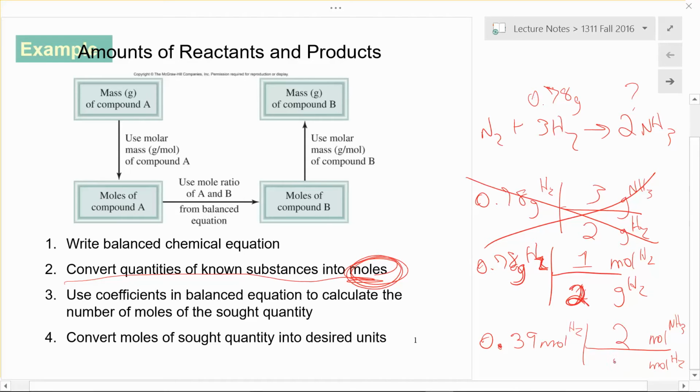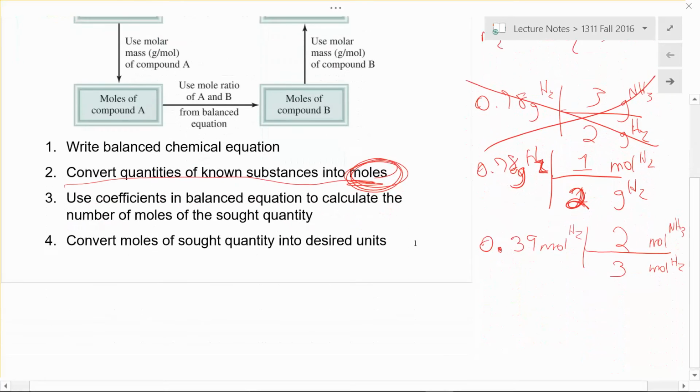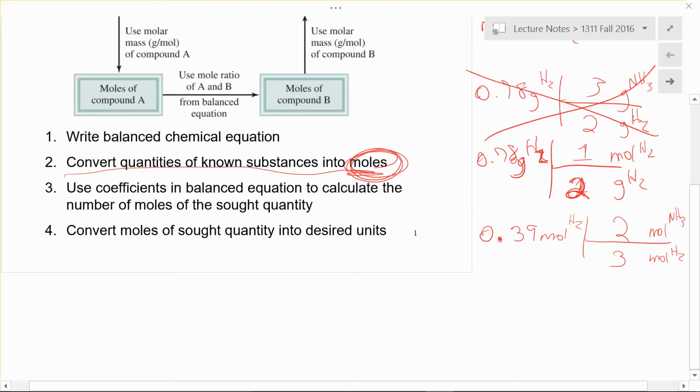So there's 2, 4, 3. So 0.39 times 2 divided by 3. What is that? Well, it should be 0.78 divided by 3. Which is what? 0.26 moles of NH3.